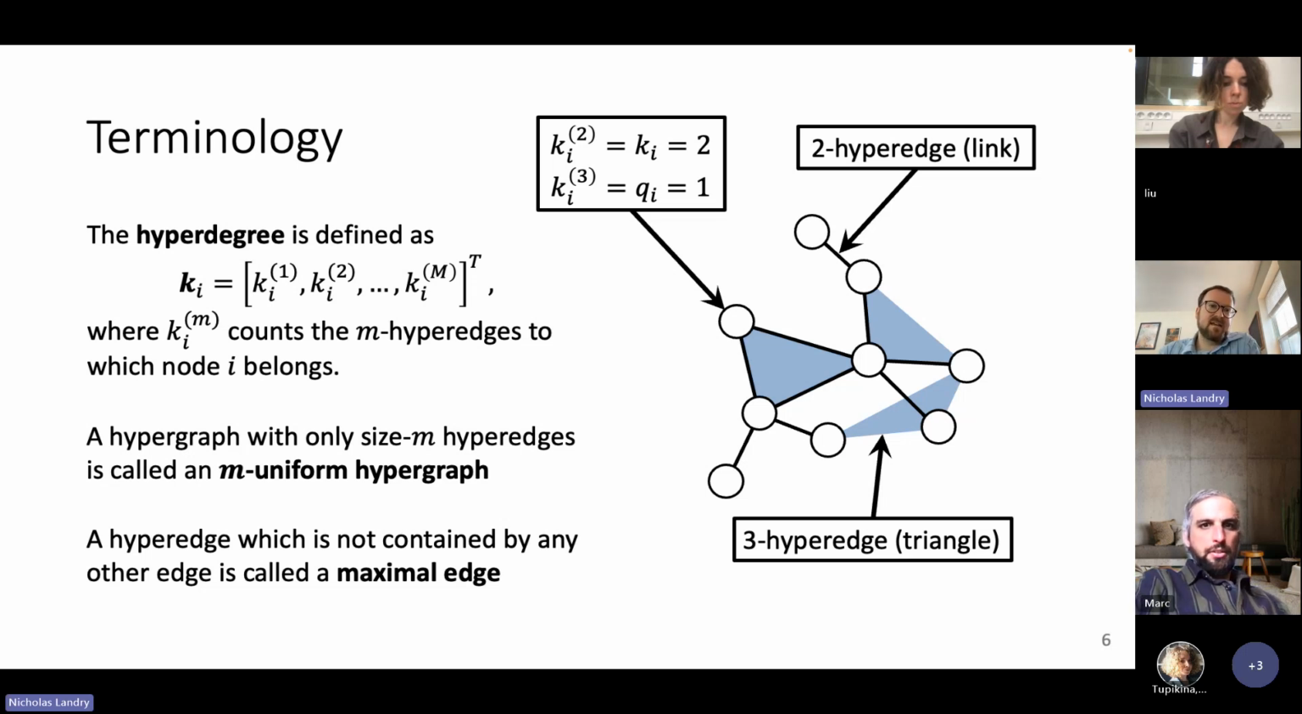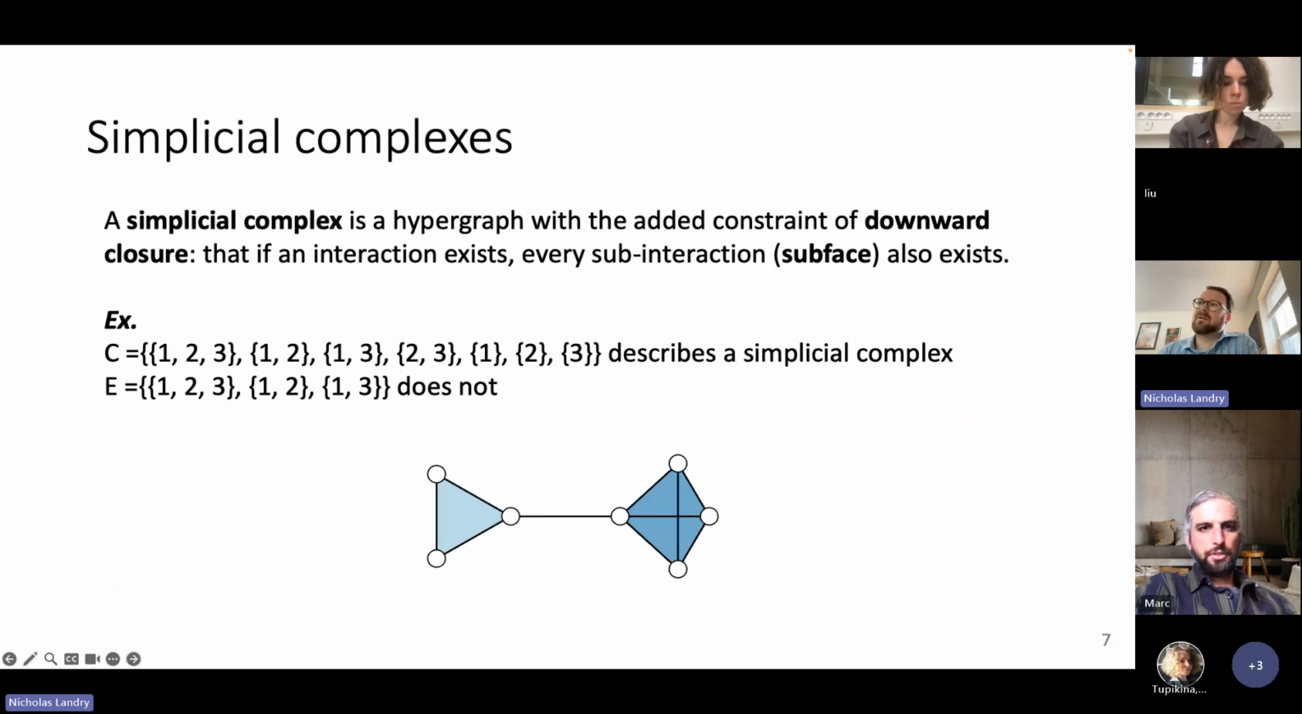And then lastly, I'm going to talk about simplicial complexes. You may be familiar with simplicial complexes more from the abstract setting, but I'm going to be taking more of a data science perspective here. And the way I think about it is that a simplicial complex is simply a hypergraph that has an added constraint. So it's a special case of a hypergraph that also satisfies what's known as downward closure.